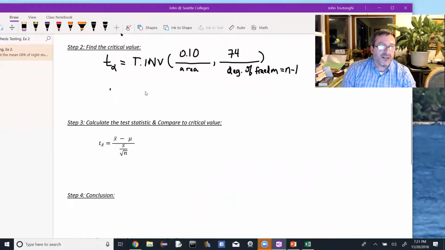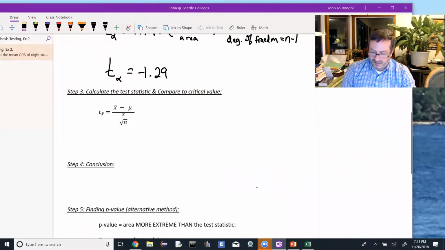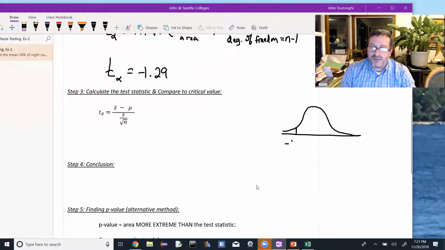So my critical value, t alpha, is -1.29. And my picture, I'll just redraw it. That means that this boundary level here is -1.29. That kind of makes sense if 0 is in the middle. And that area still is the 10%.